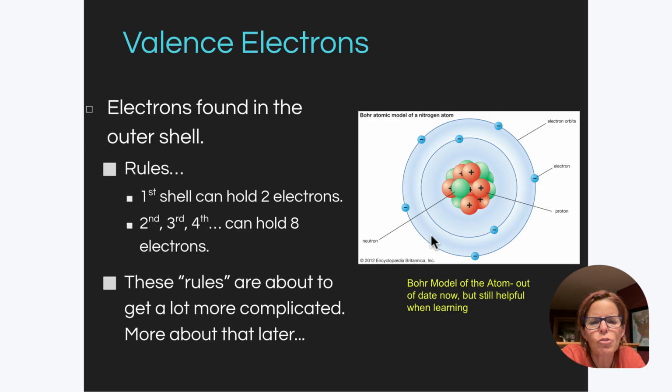This model, this drawing here that you've probably seen before, is called the Bohr model of the atom. Bohr was a scientist that lived a few hundred years ago, and he was the first one that really comes up with the model of the atom. Now we've since improved on that model, but it's a great place for learners to start.